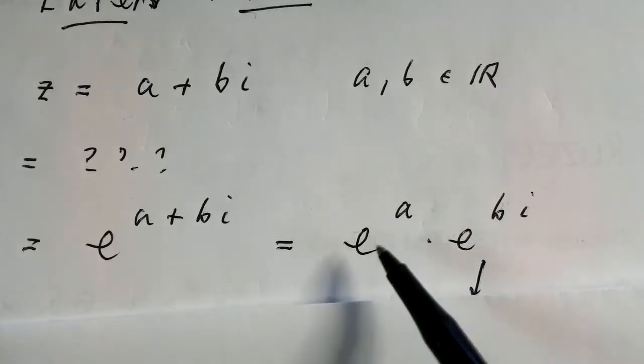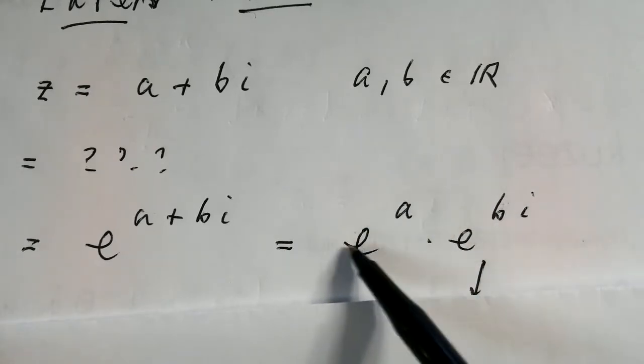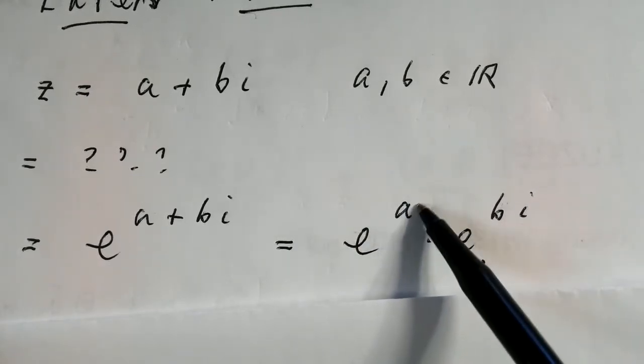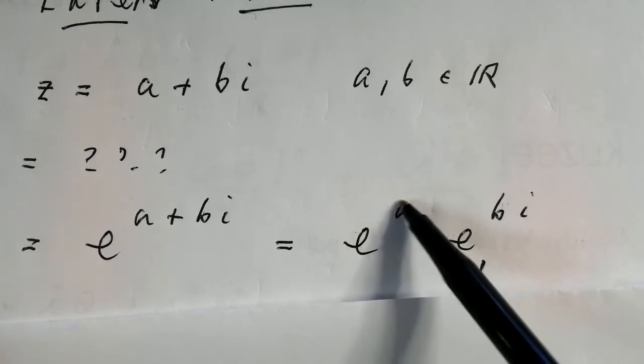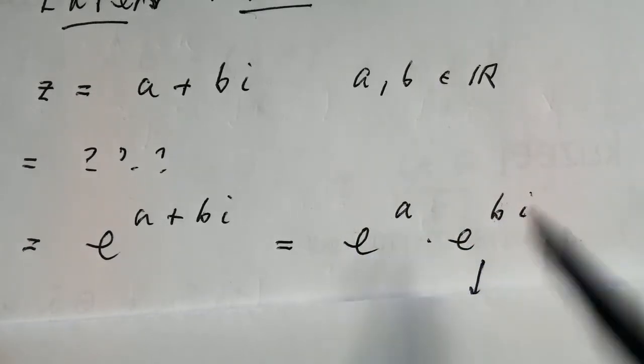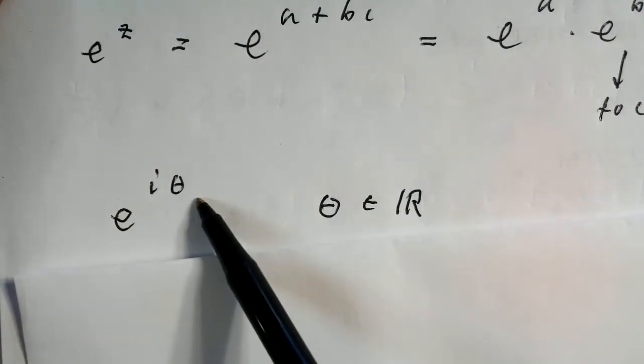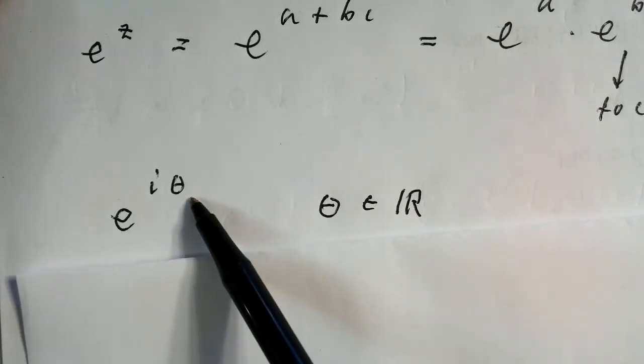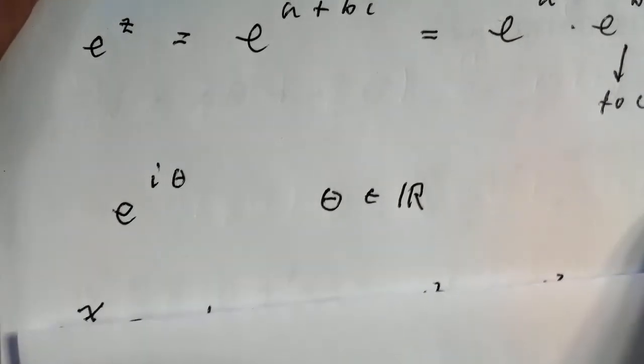Now let's suppose for a moment that we can do that. We know what e to the a is if a is a real number. That makes perfectly good sense to us. But what is e to the bi where b is a real number? So what we're going to focus on the next few minutes is trying to make sense of how to evaluate or how to define e to the i theta where theta is a real number.